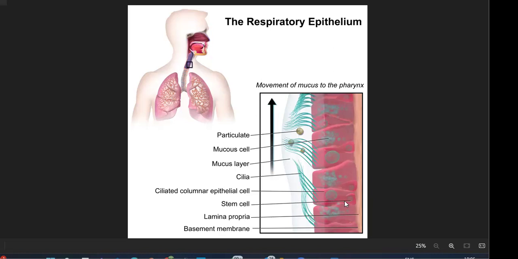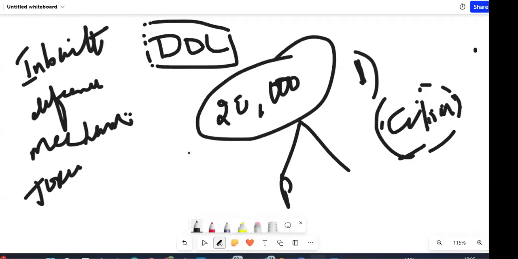You have stem cells also. After this mucus cell dies, another mucus cell will come. This is the lamina propria. This is the basement membrane. Okay. So we have all this. So in this, the important one is cilia. What will it do? It will fight. It will wipe, okay, at minimum 1,000 times per minute.